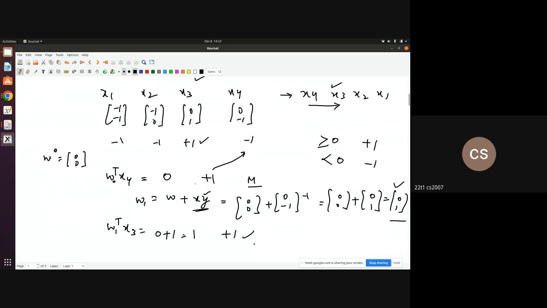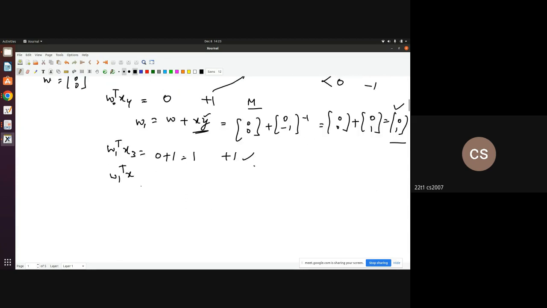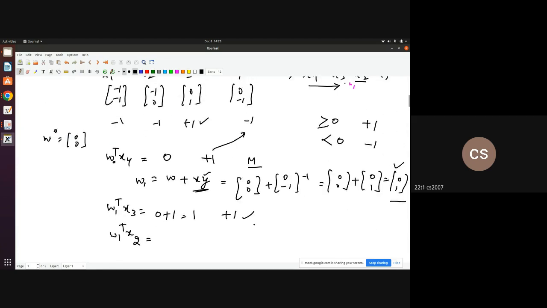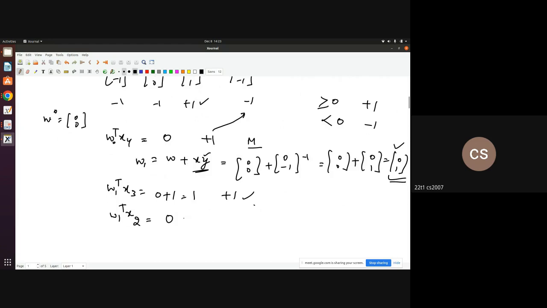There's no mistake. So we move to x2 with the same copy of w, which is w1 here. We move to x2 with the same copy w1. So we compute w1 transpose x2 with this weight vector and this x2. What do you get? 0 plus 0. You get 0 here, which is going to give you +1 class, and the given class is -1, which is a mistake. So there's a mistake that happens here.